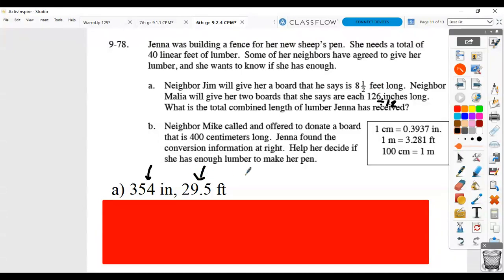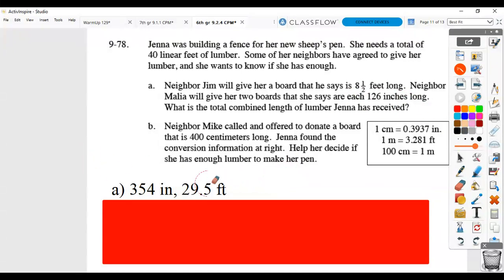So it doesn't say how you need to label it. So you could do either of these. You don't have to have both. So either convert your feet to inches and combine your inches, or convert your inches to feet and combine your feet. Either way, make sure you're showing what you're getting. So you show your steps.